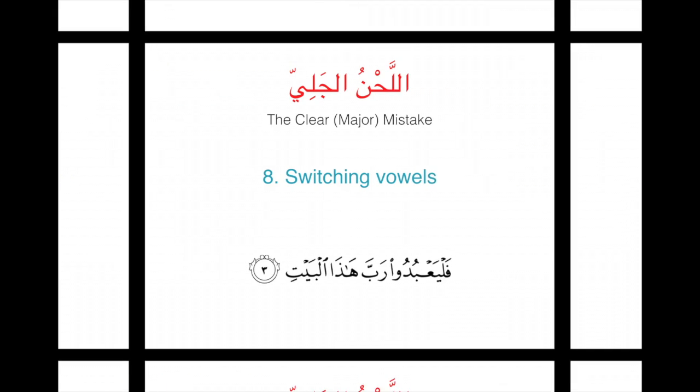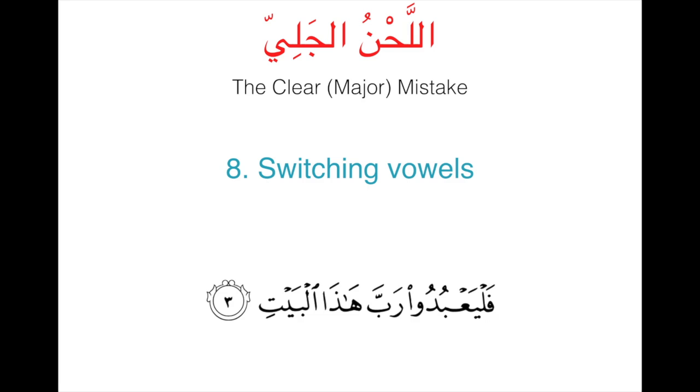Alright, continuing on, number 8, switching vowels, or basically saying the wrong vowel. So you have a dhamma but you say fatha instead, or vice versa, and so on. So here in this ayah, فَلْيَعْبُدُوا رَبَّ هَذَا الْبَيْتِ, you get some people saying فَلْيَعْبَدُوا, putting a fatha over the ba when clearly here there is a dhamma on this ba. فَلْيَعْبُدُوا. So that is also considered a major mistake.